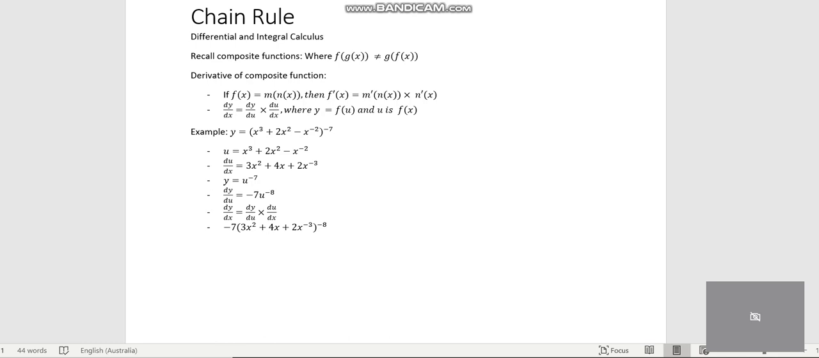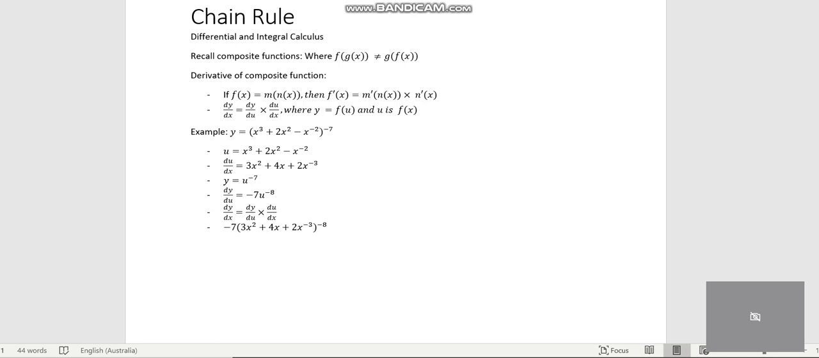What we do is describe the inside of the bracket, x cubed plus 2x squared minus x to the negative 2, as u. Then we can derive u with respect to x, so du dx becomes 3x squared plus 4x plus 2x to the negative 3. Then y equals u to the negative 7, and deriving y with respect to u, dy du becomes negative 7u to the negative 8. So dy dx is, as we said before, dy du multiplied by du dx. Now you have both parts, and you multiply them.